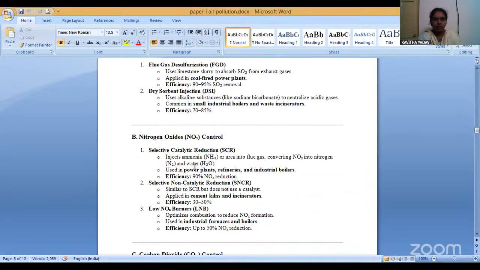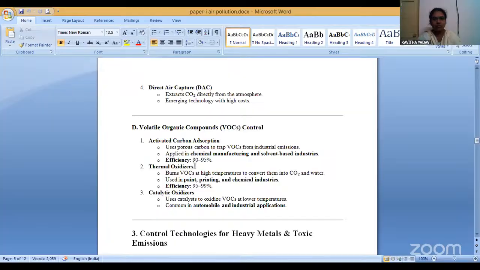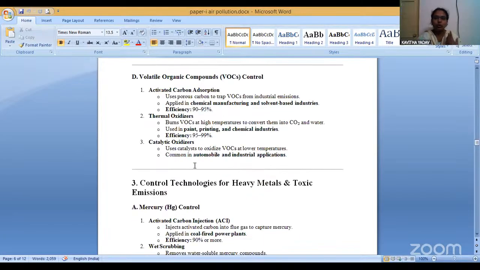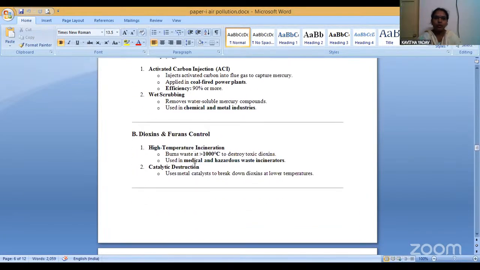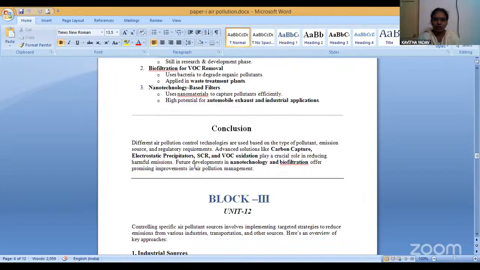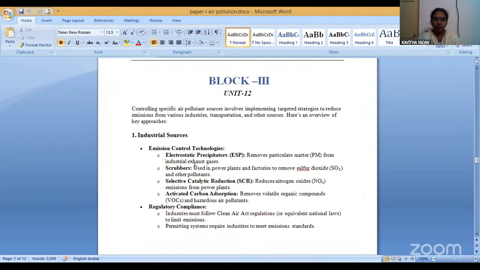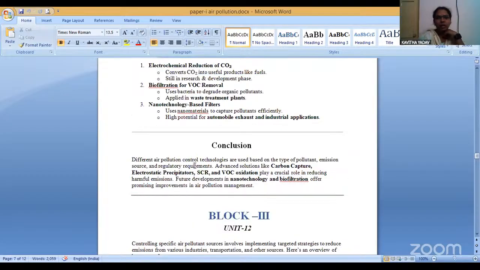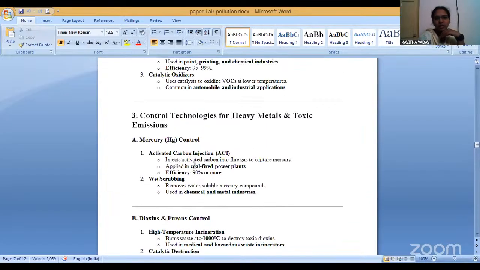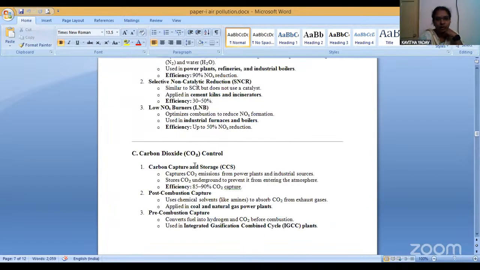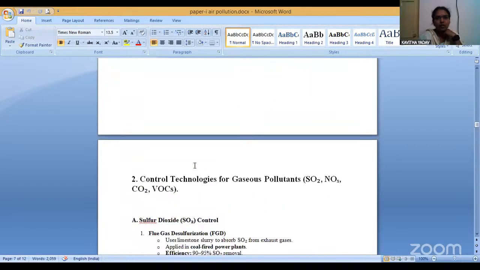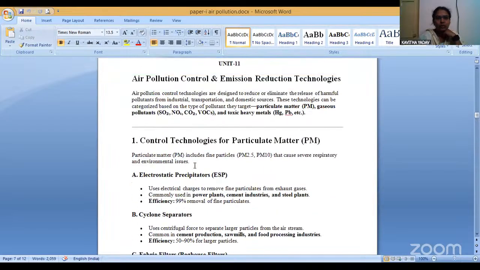But this is somewhat difficult, so I'm going to go through this once again. It is a very difficult chapter, so it is better to listen one more time, because some new words and new technologies will be introduced in this air pollution control and emission reduction technologies. Unit 11 includes air pollution control and emission reduction technologies.